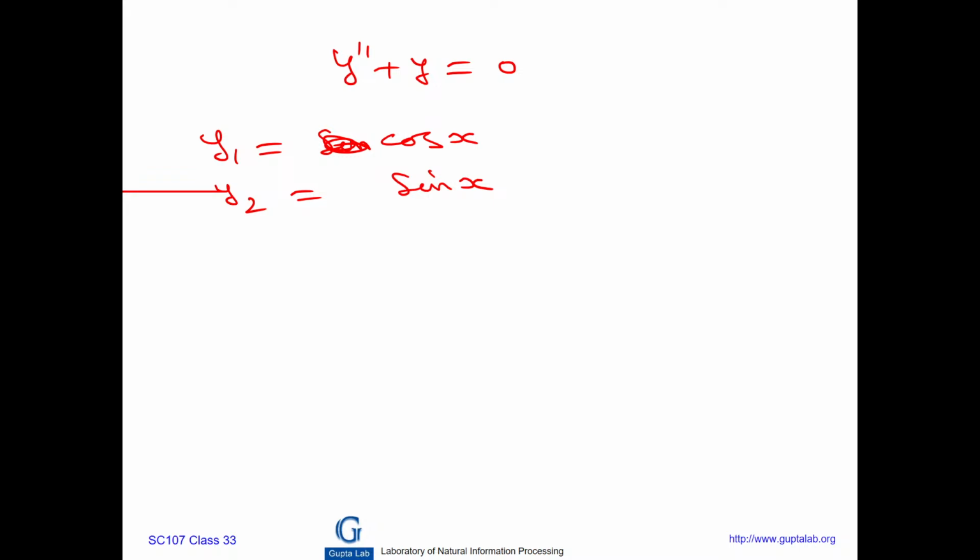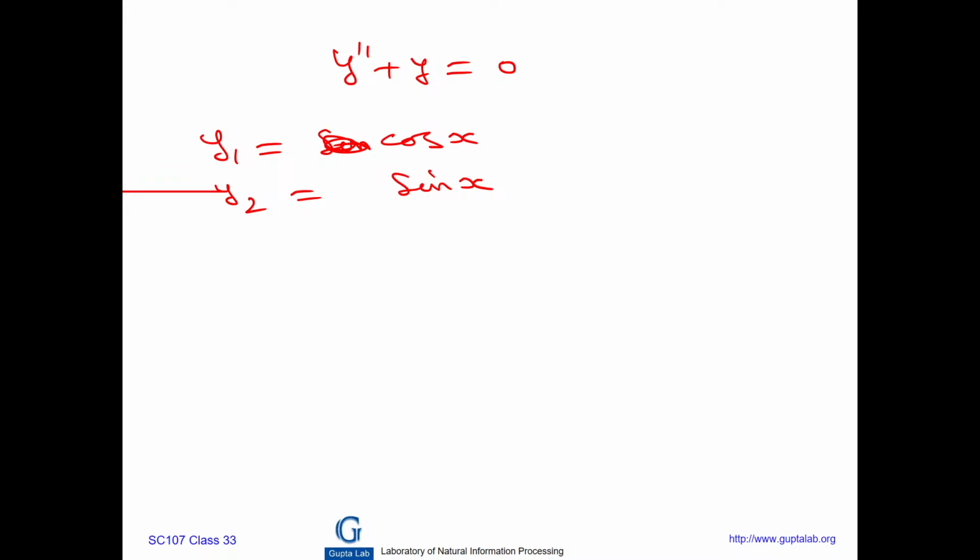I want to check whether these functions are linearly independent. The solution space of the homogeneous differential equation behaves like a vector space, meaning any solution is a linear combination of two independent solutions, right? That idea I am bringing here. So the general solution is C1 times sin x plus C2 times cos x, for two constants C1 and C2. So sin x and cos x are linearly independent functions.